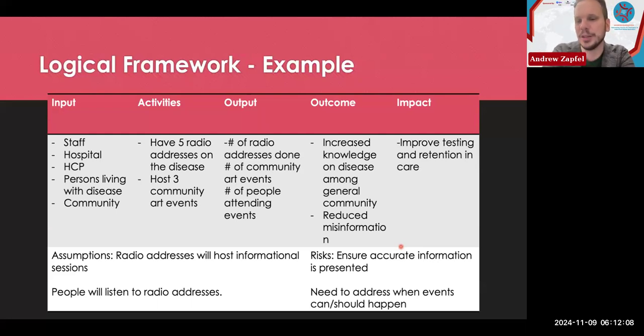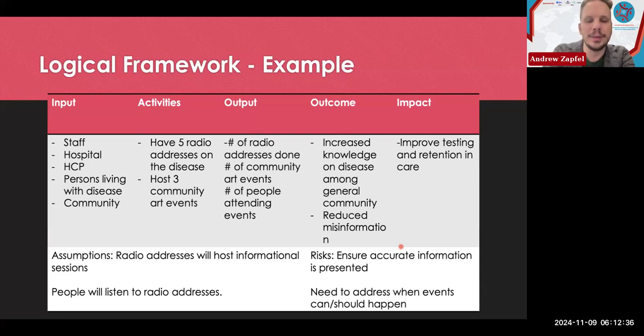And then finally, the impact would be improving testing and retention and care. Again, maybe hard for your organization to measure that effectively, but if you can measure that you've successfully implemented these activities by having the radio addresses and having the community art events, you do some surveys to show some change in knowledge or people sharing quotes or behavioral change, any grantor or funder would be more than happy with the work that you've done.